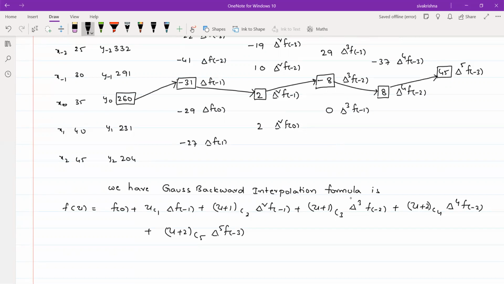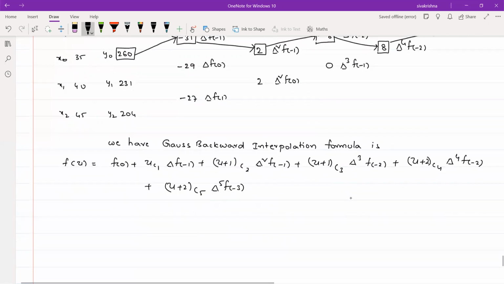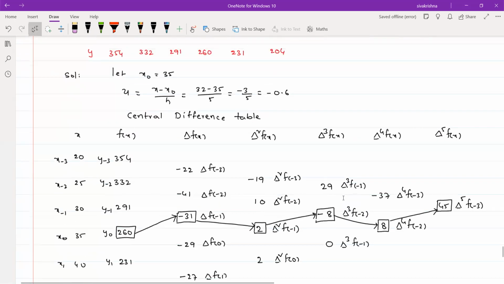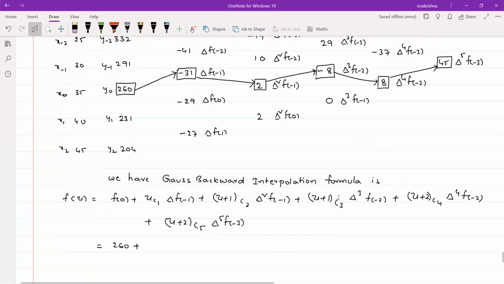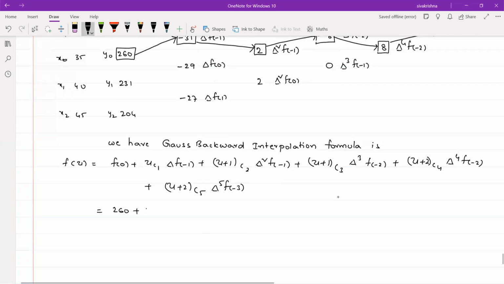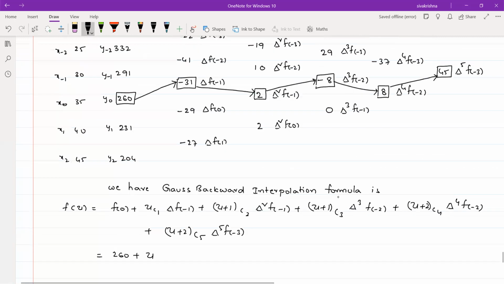Okay, I have represented the arrow marks. So now substitute those values in the given formula. I am substituting the values. So this is equal to f of 0, which is nothing but 260, plus uc1. We are having the u value as minus 0.6. Here uc1 is nothing but u. So first you have to write u, and delta f of minus 1 is minus 31, so I am writing into minus 31 plus.